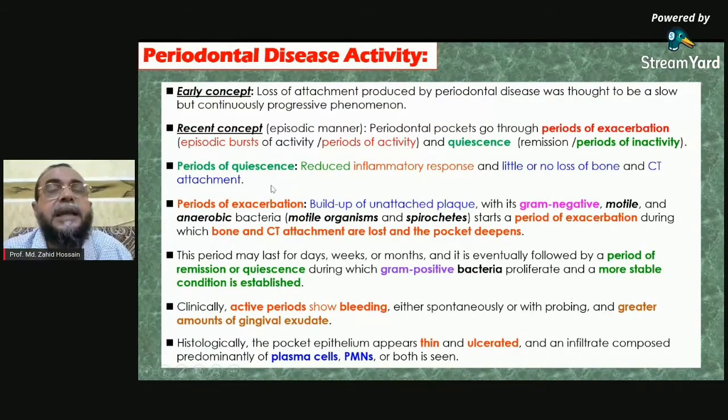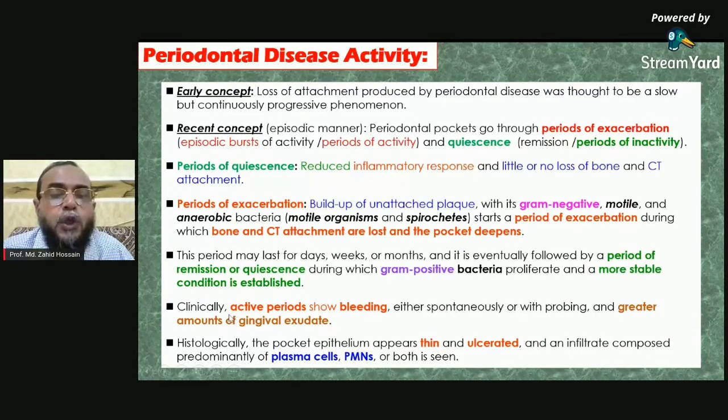Periods of quiescence: reduced inflammatory response, little or no bone loss, no loss of connective tissue attachment. Exacerbation means buildup of more and more unattached, swimming plaque in the pocket, with gram-negative bacteria, motile rods, anaerobic bacteria, and spirochetes, and more and more bone and connective tissue loss. You will find more gram-positive bacteria in the period of quiescence, and more gram-negative, motile, anaerobic rods in the period of exacerbation.